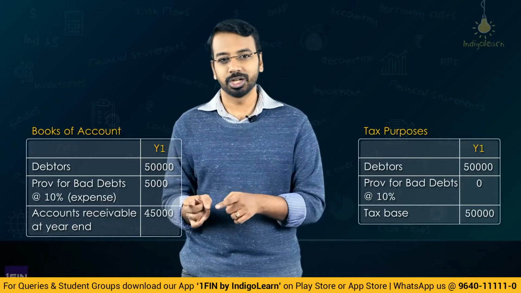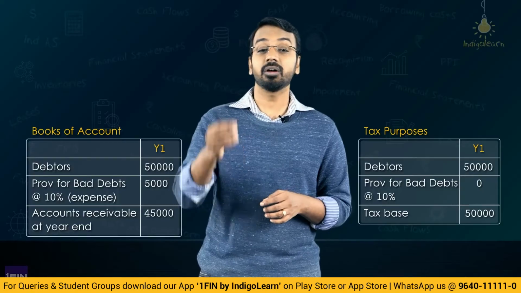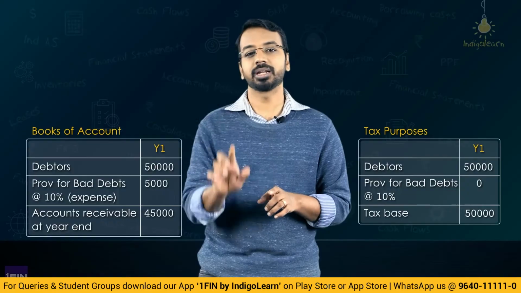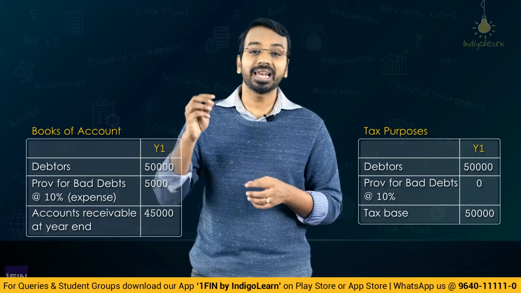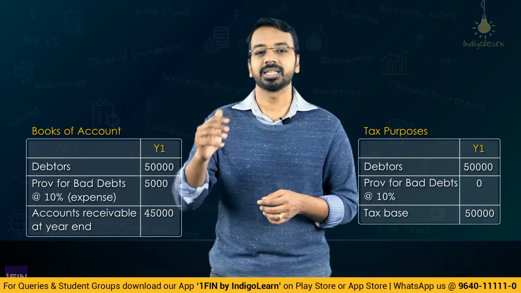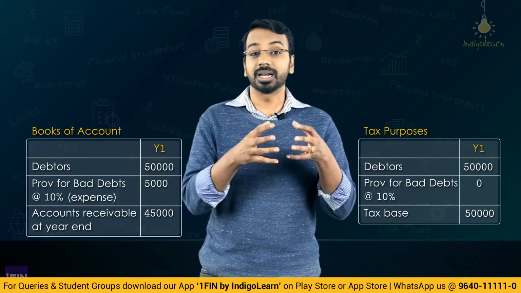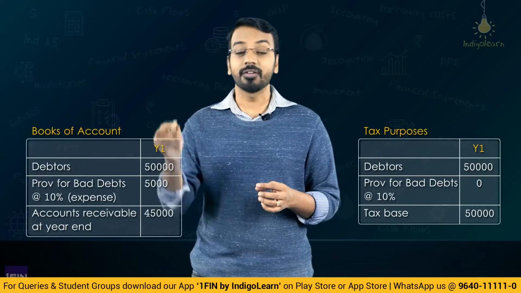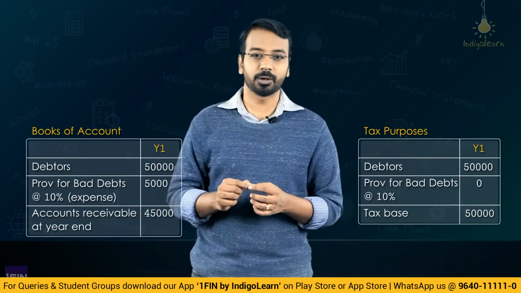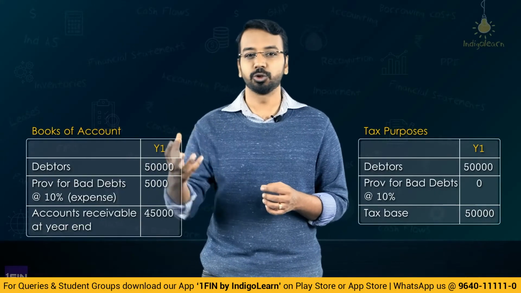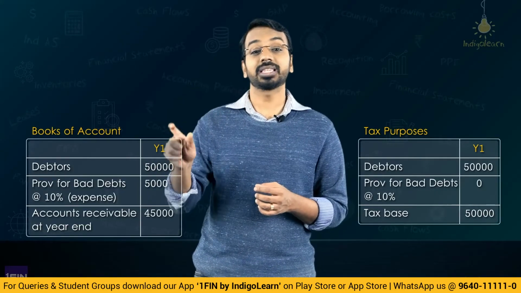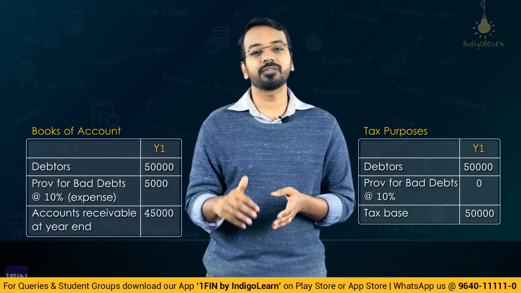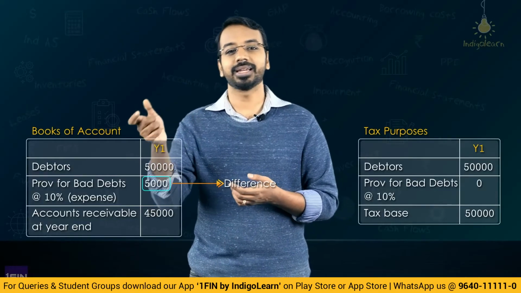Now, in the future, let us say you write off 5,000 of bad debts. Then, in the future, you will get a deduction of 5,000. And balance 45,000 that you recover from the debtors, that will not have any tax consequence. So, the debtor balance of 45,000 in the books will be shown as a tax base of 50,000. And what is the breakup of this 50,000? The breakup of this 50,000, assuming that 5,000 is written off as bad debt, 5,000 will be allowed as a deduction. So 5,000 is that component, and 45,000 will not be taxed. So that is the tax base of that asset.